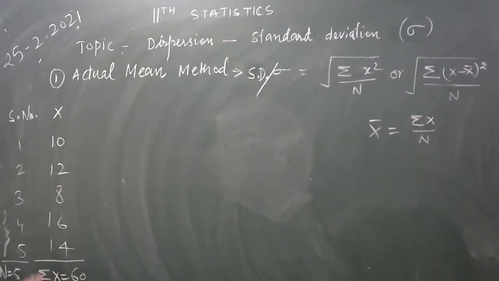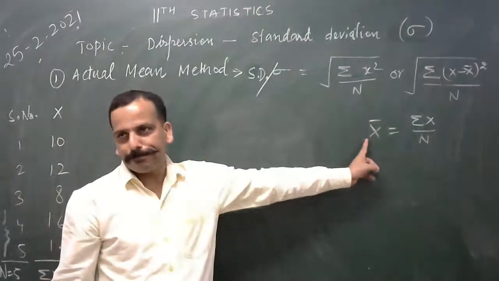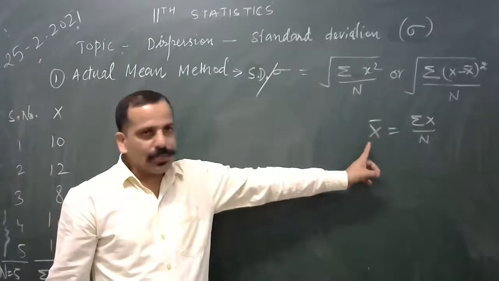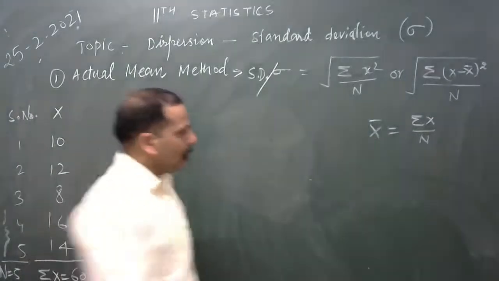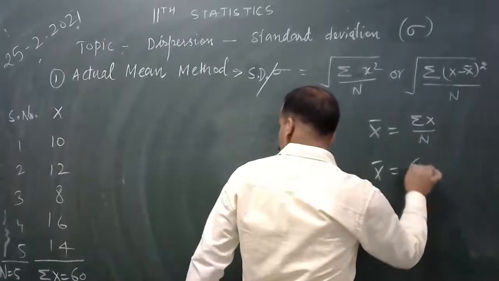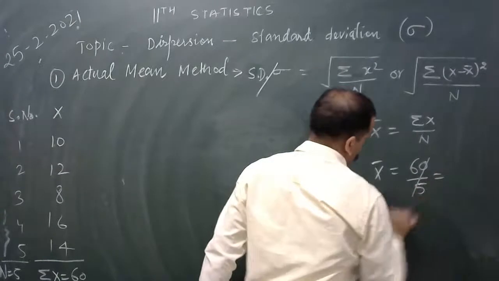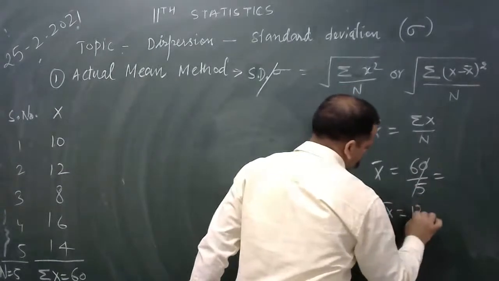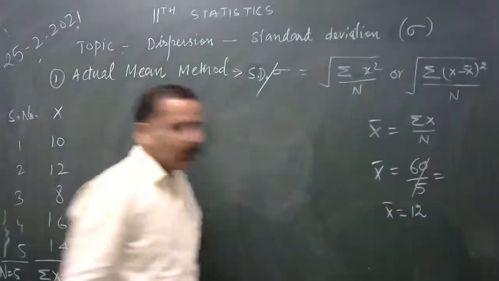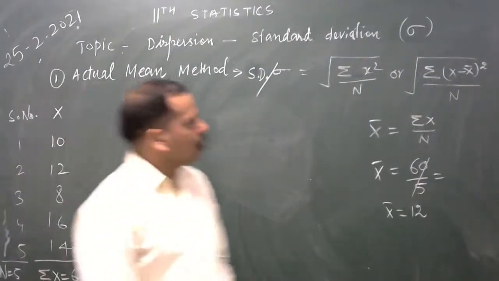Clear? Now what is the next step? Find out the value of mean. Mean is equal to summation x, which is 60, upon 5, which is equal to 12. So the mean value is 12. This is our method.